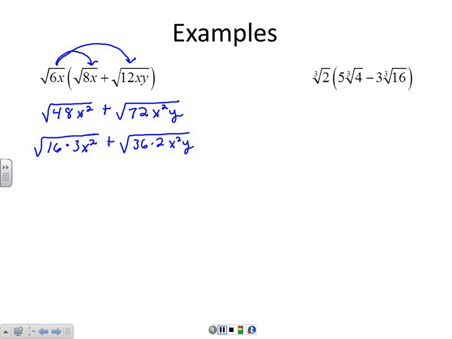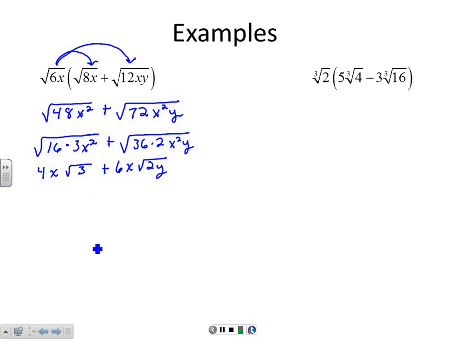Alright, so let's bring out our perfect squares. Square root of 16 is 4, and the square root of x squared is x. So that's going to come out from under the radical, and the 3 has to stay under. Square root of 36 is 6, square root of x squared is x, and the 2y have to stay under. So again, these are not like radicals, so I cannot put them together. So this would be my answer.